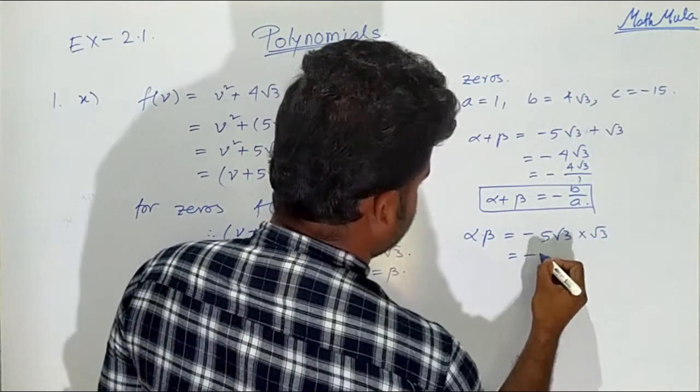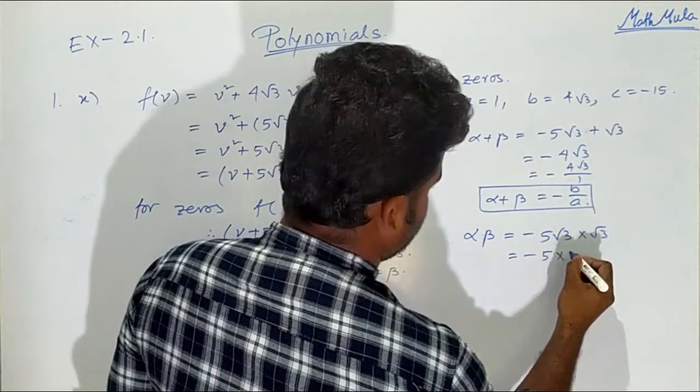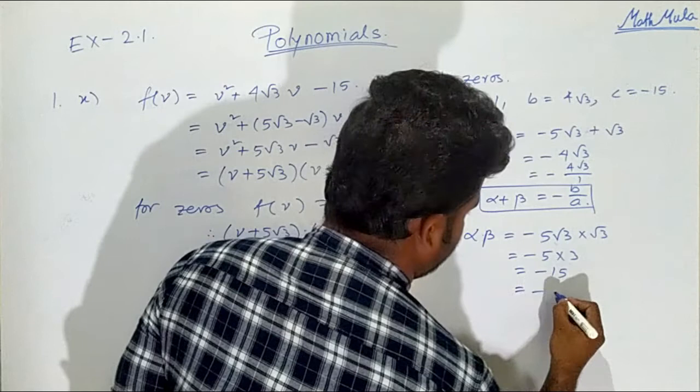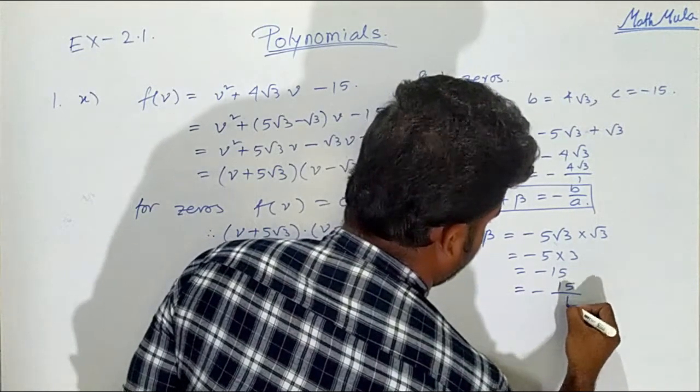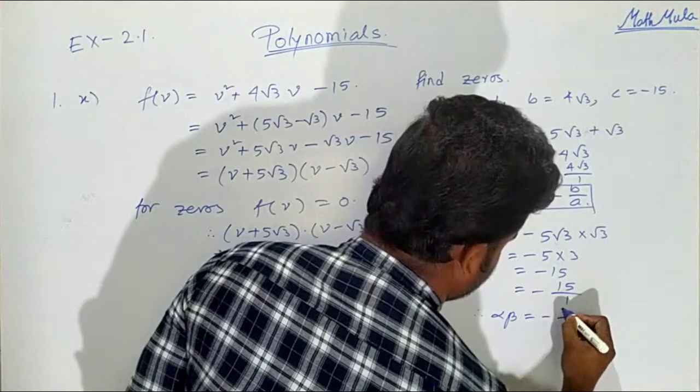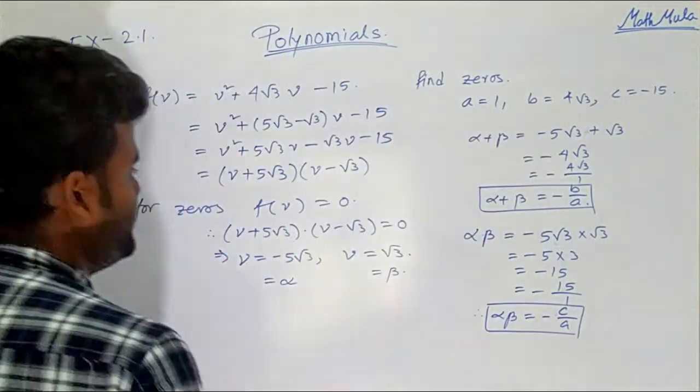root 3, that is minus 5 into 3. This is equal to minus 15. This can be written as minus 15 by 1. Therefore alpha into beta is equal to c by a. Verified.